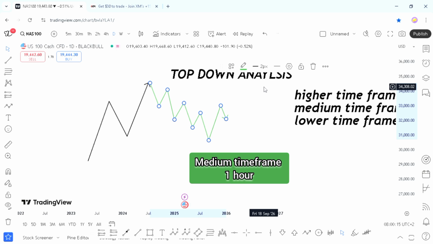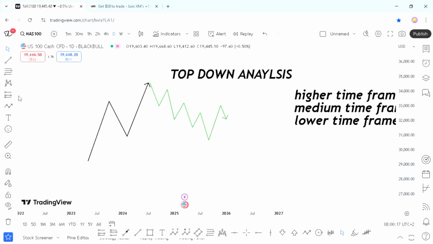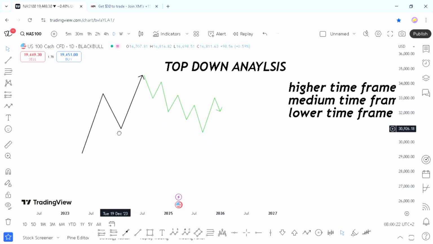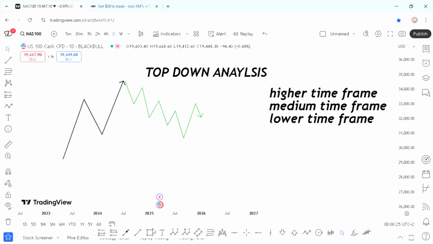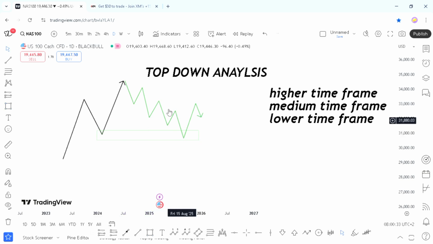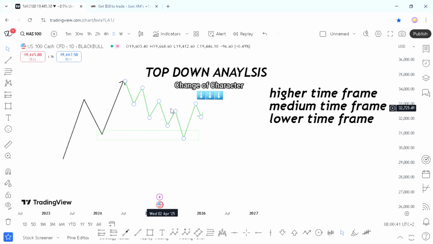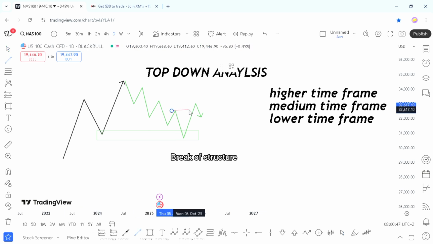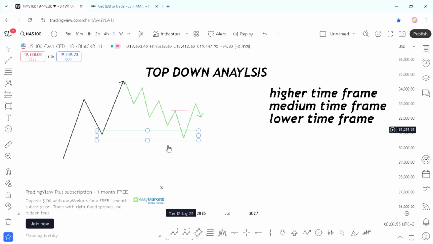Like I said, guys, the market is likely to reject our higher time frame price of interest. So when the market gets to our higher points of interest, all we do is see that the market created a low and all of a sudden created a new high. This is a change of character, a break of structure. It's a change of character because we created a low and then we broke the structure to create a high.